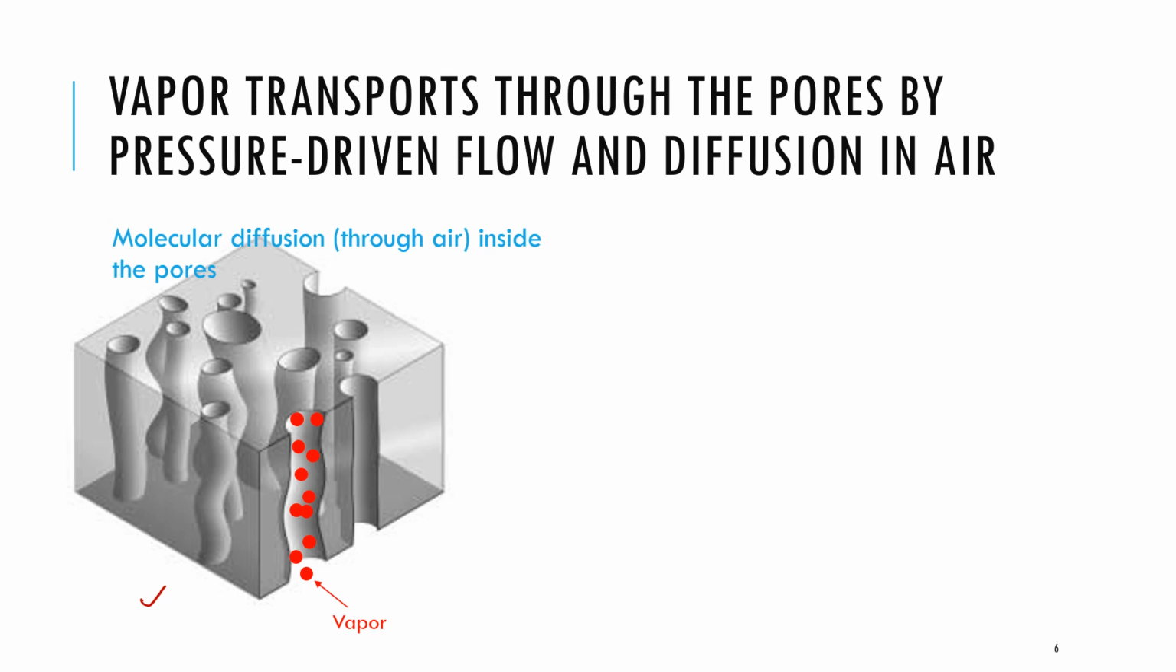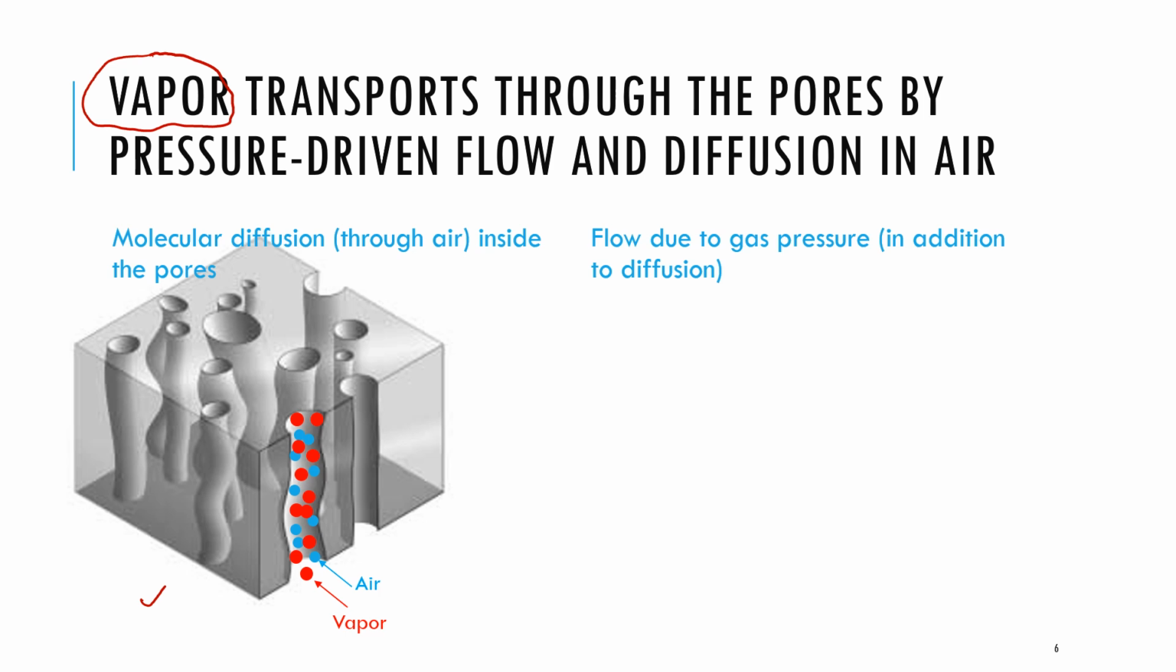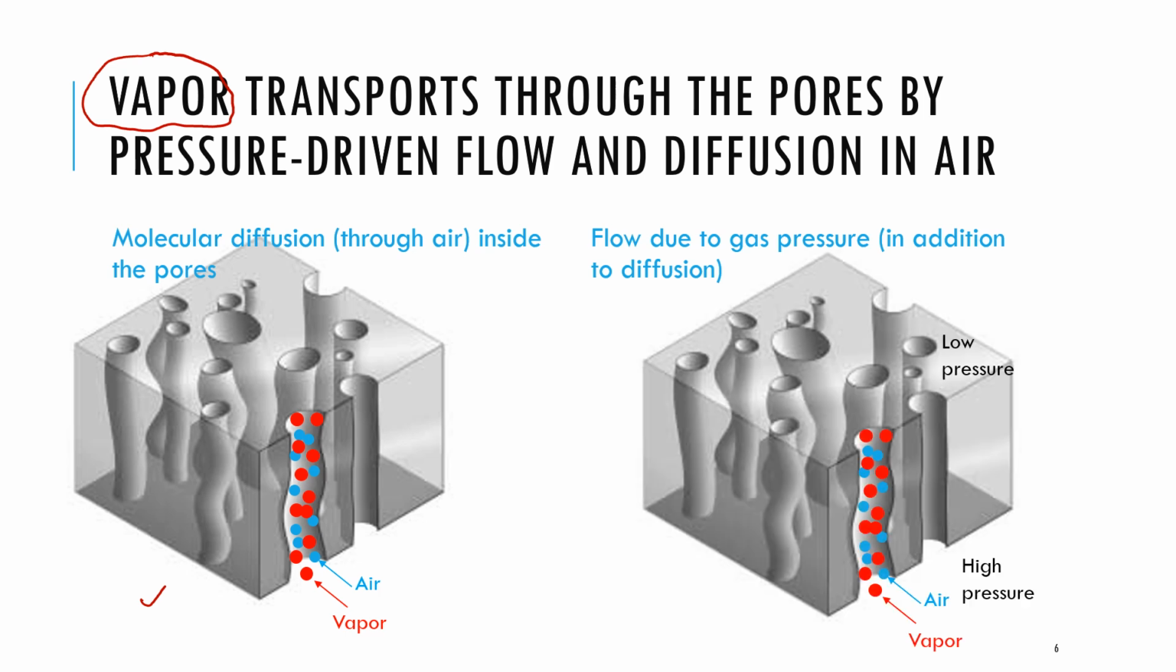Using a cartoon of this porous medium that the rice grain is being treated as, we want to talk about how vapor transports inside the rice grain. So the vapor can move through the pores by molecular diffusion through air in the pores. And then vapor can also flow due to gas pressure, like shown here in the cartoon. So if we have a pressure gradient, that will cause the flow.